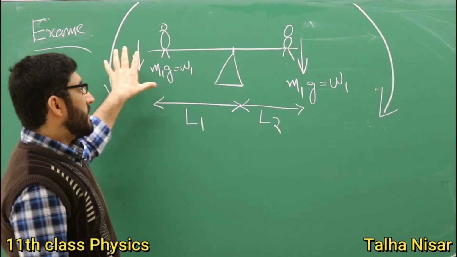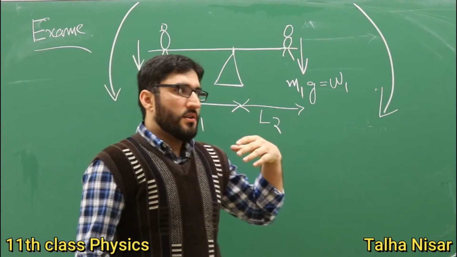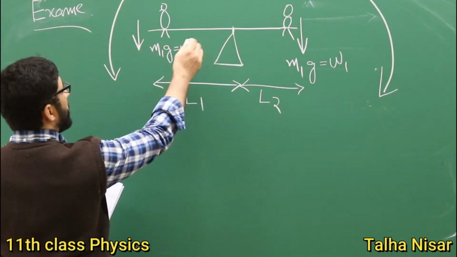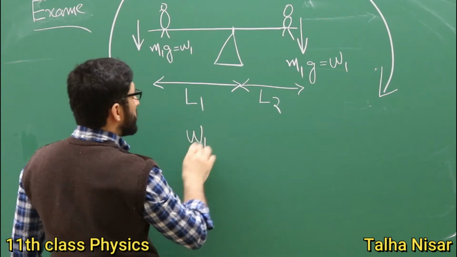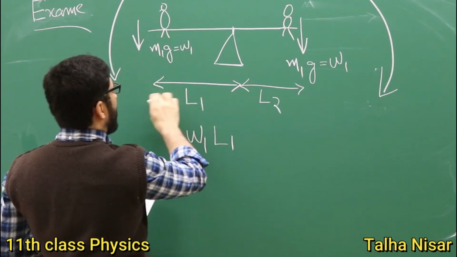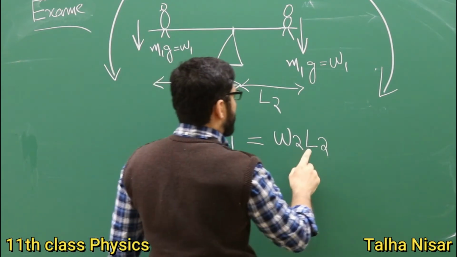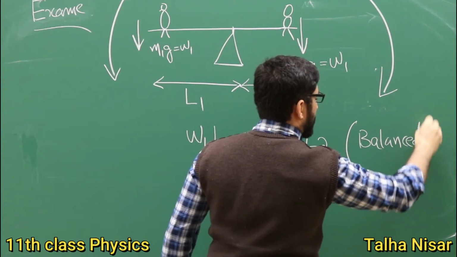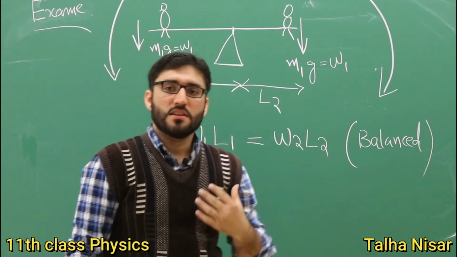When we want to balance the seesaw, the clockwise torque must be equal to the anti-clockwise torque. In this case the system will be balanced. So this is the anti-clockwise torque, and this is the clockwise torque. We can write the torque as the force, and L1 is the moment arm here. So this must be equal to the weight of this object here. This will be a balanced system, or we can say that this system will be in equilibrium if the clockwise torque and the anti-clockwise torque are equal.